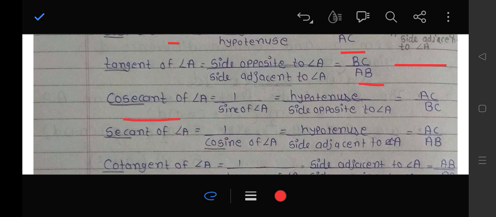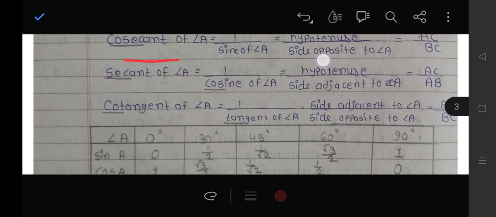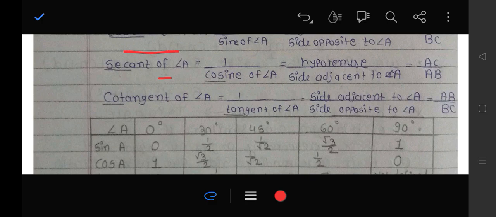Cosecant of angle A, 1 upon sine of angle A, is equal to hypotenuse upon side opposite to angle A, is equal to AC upon BC. Secant of angle A, 1 upon cosine of angle A, is equal to hypotenuse upon side adjacent to angle A, AC upon AB. Cotangent of angle A, 1 upon tangent of angle A, is equal to side adjacent to angle A upon side opposite to angle A, AB upon BC.